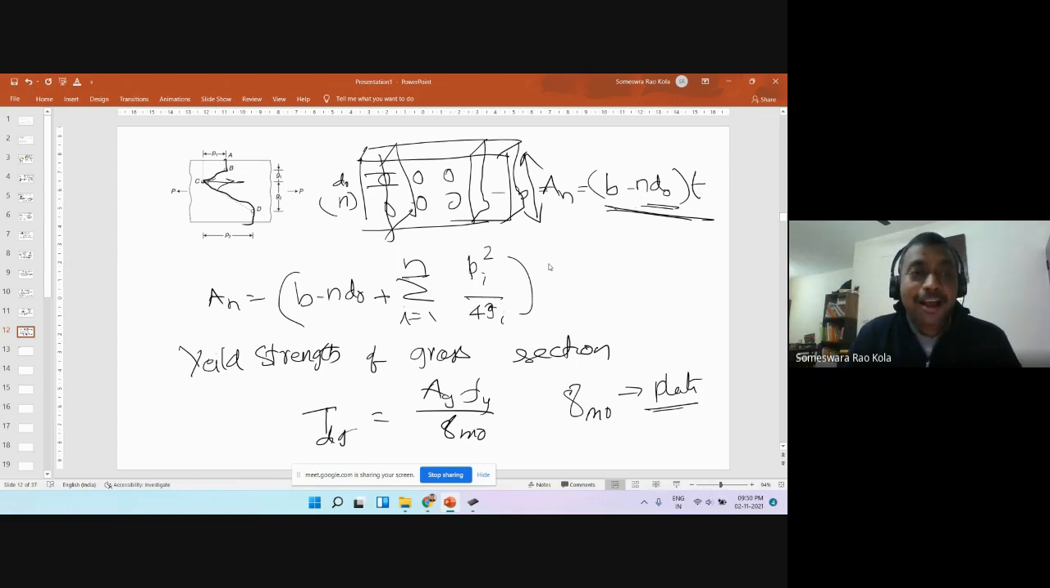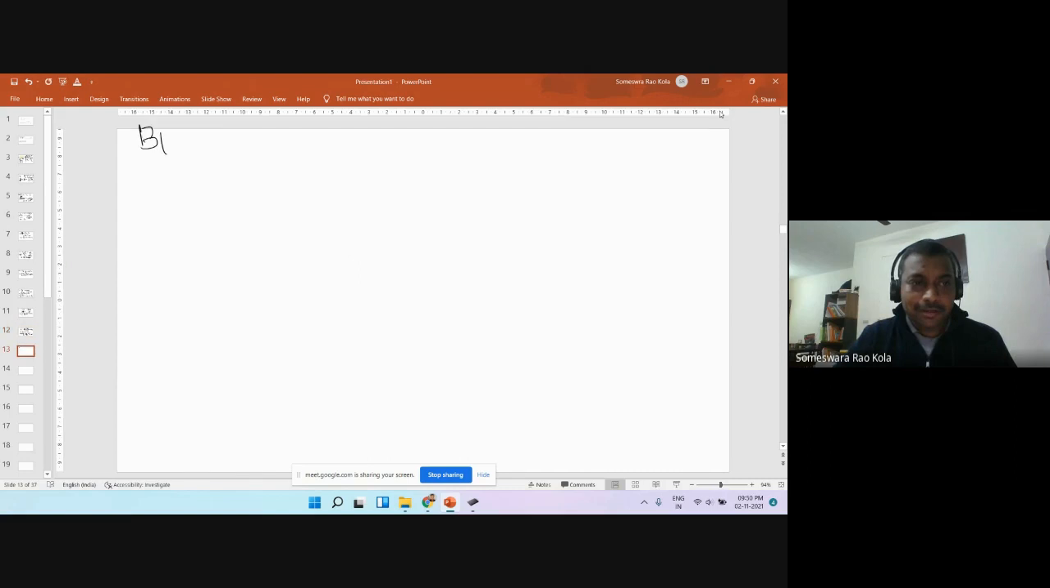Yeah, and then see, this is the strength of the plate against the rupture, and this is the strength of the plate against yielding of the gross section. There's one more area that we have to see, which is called block shear, which we generally don't expect in problems, but we'll try to understand the philosophy behind it.